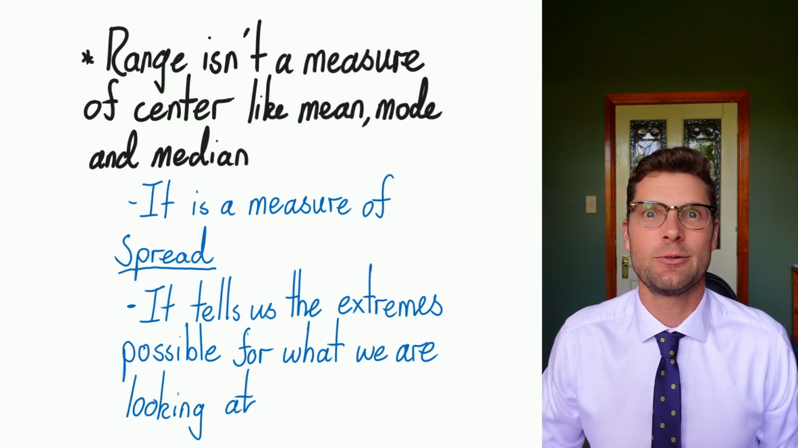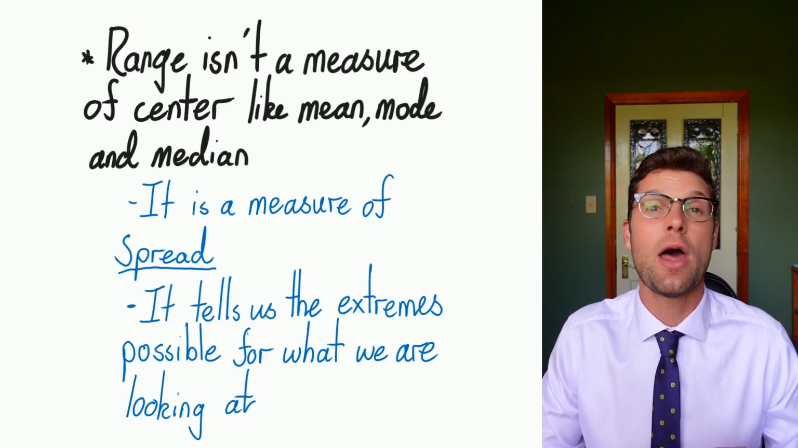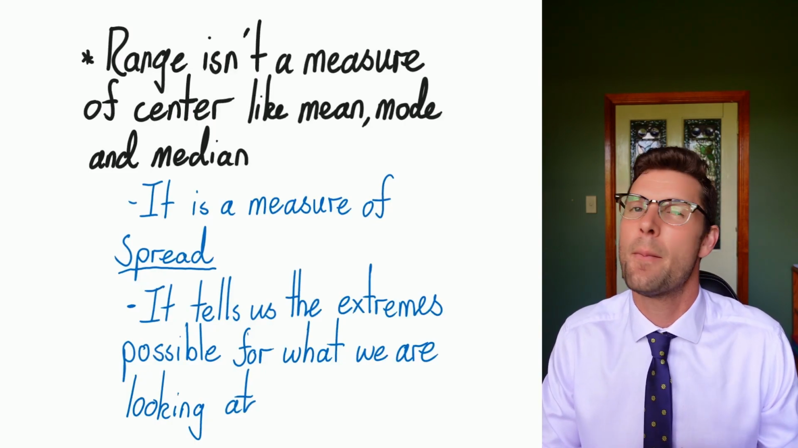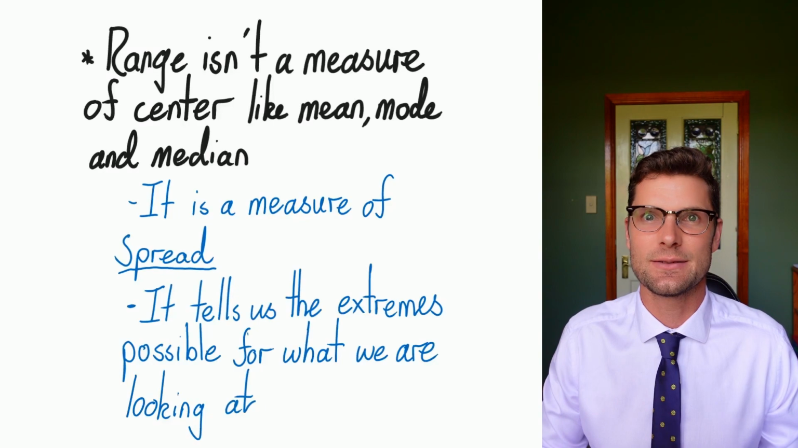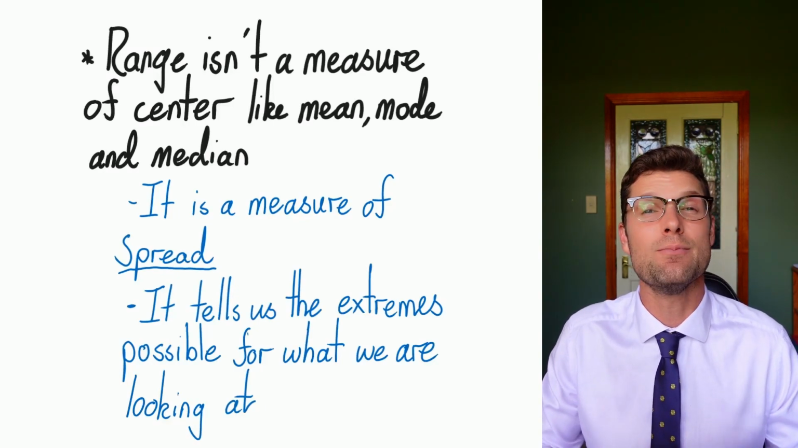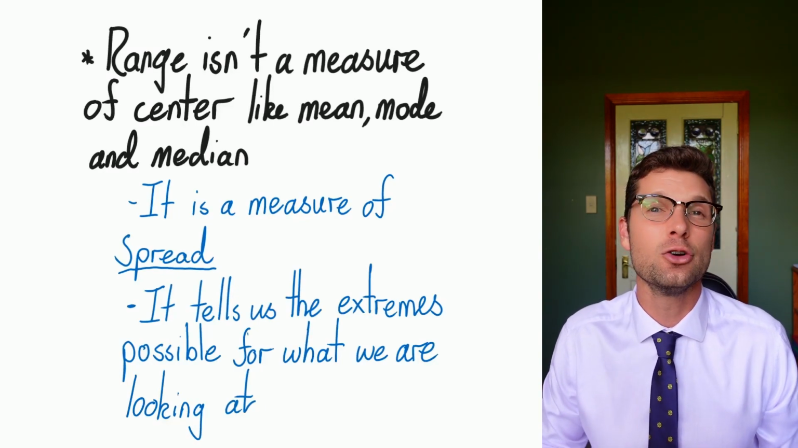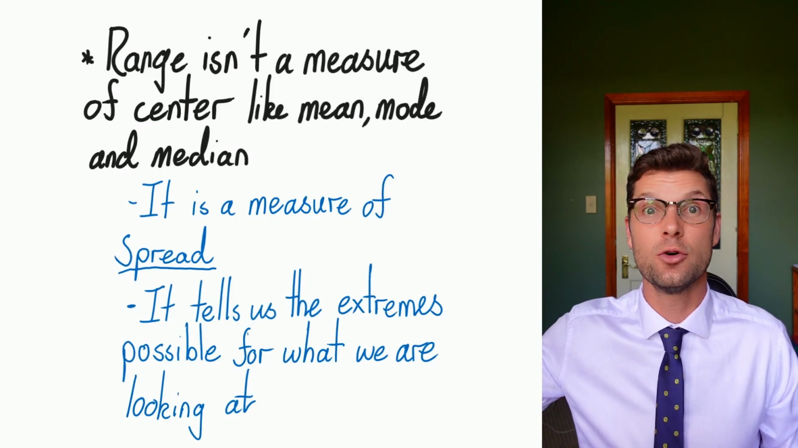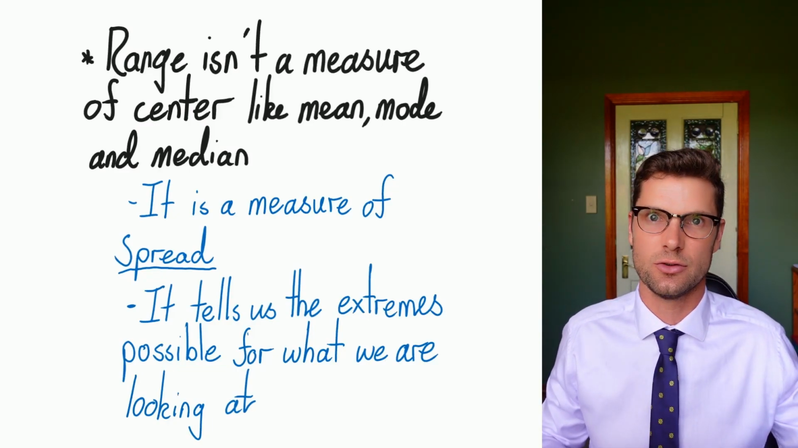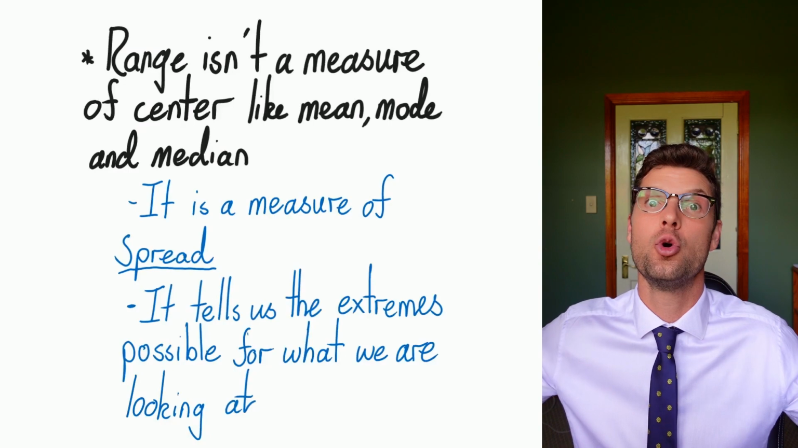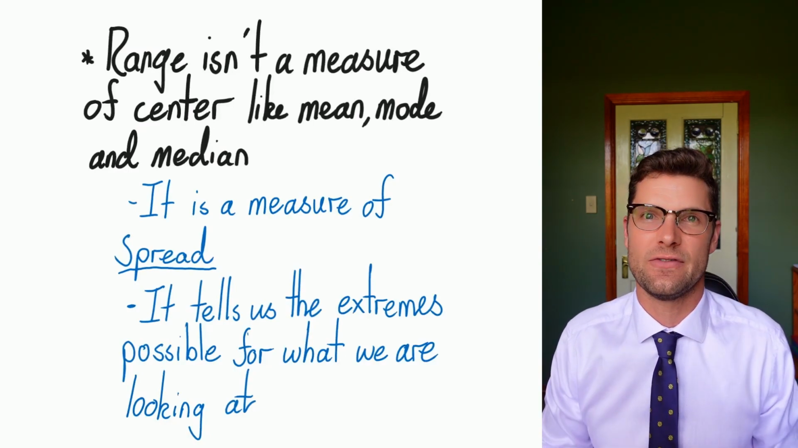So the first three things we've looked at, mean, median, and mode, are all measures of center. But the range isn't looking at this. The range is what we call a measure of spread. And it looks at the highest scores possible and the lowest scores possible. So it's really telling us, hey, what could happen? What are the extremes of this data set?